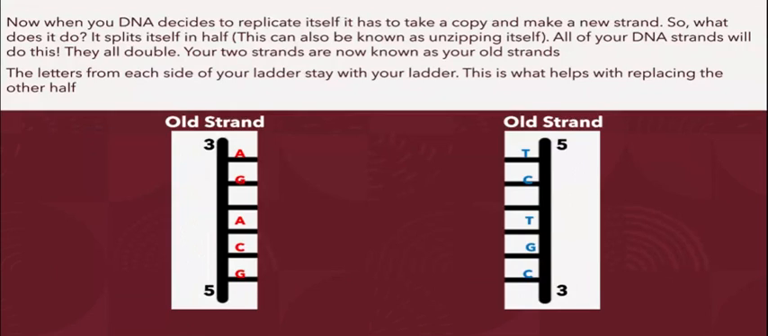Now your DNA decides that it needs to replicate itself and make a copy. You have to have an old strand and a new strand. So what does it do? It splits itself in half. This is also known as unzipping itself. All of your DNA strands will do this. They all double. Your 2 strands are known as your old strands.